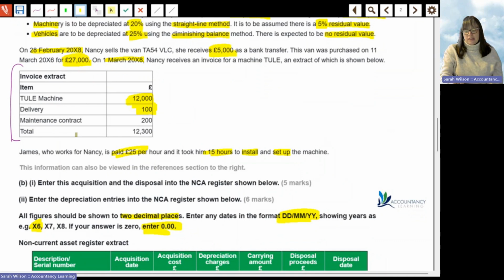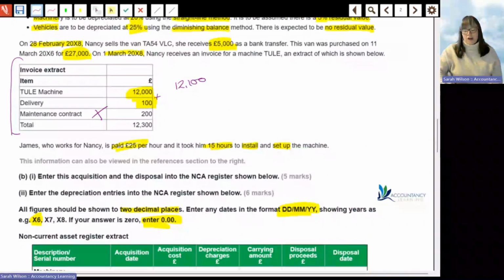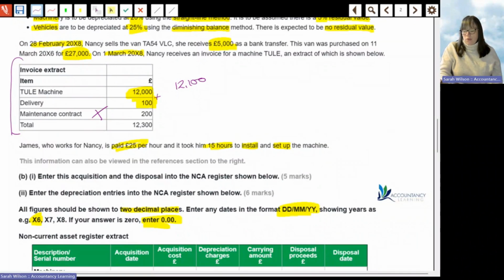We're also told there's a maintenance contract, but we cannot put that as part of our capitalised cost because it's a maintenance contract, so it's part of repairs and servicing, so it will go on our profit or loss, not on our financial position. So far we've got 12,100, but we can't stop there because currently the machine has only been delivered and we're told that it's £25 per hour for James to install and set it up, and it takes 15 hours.